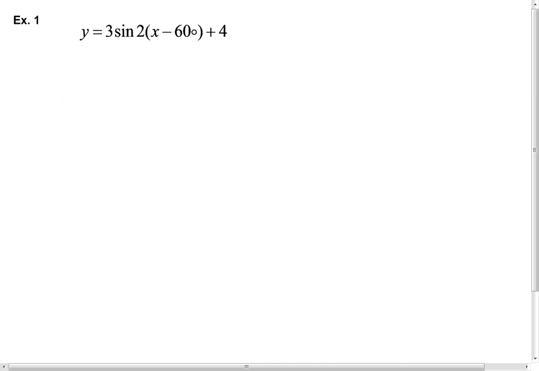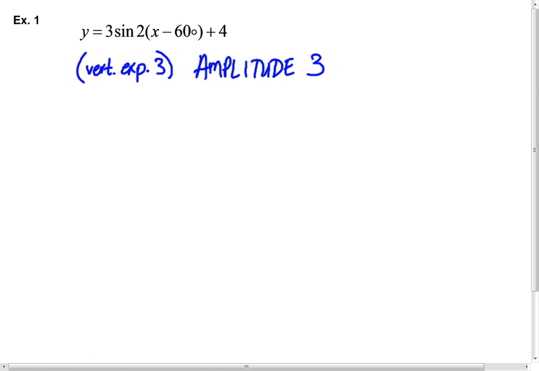The first one, y equals 3 sine of 2 times x minus 60 degrees, plus 4. So the first number, and I always work left to right, the first number is the 3. So that is a vertical expansion, or stretch, factor 3. That will make our amplitude 3 instead of 1.